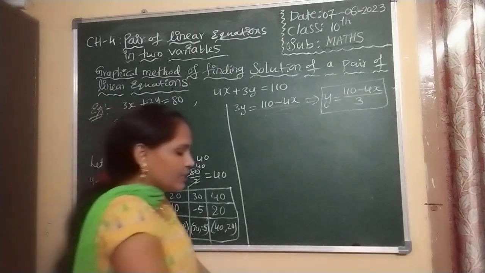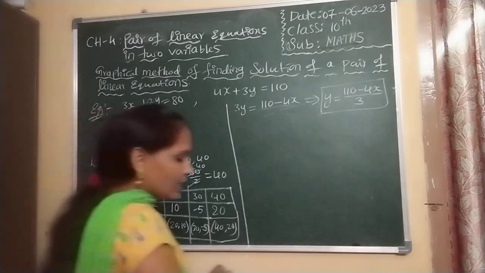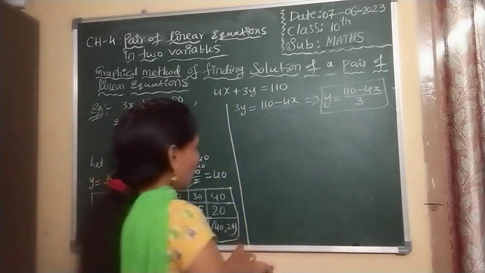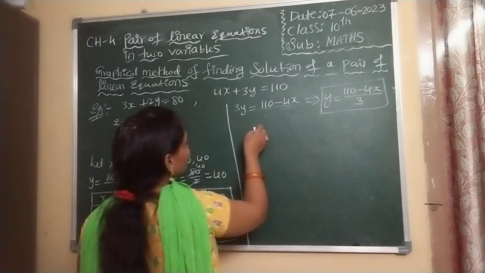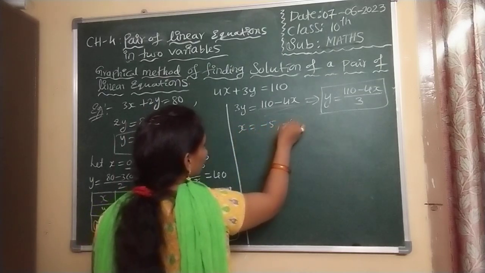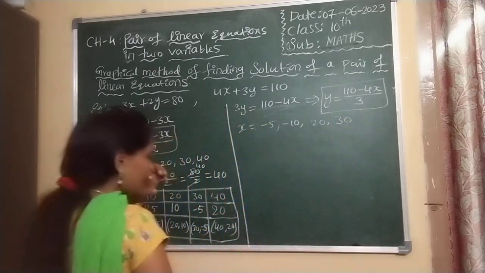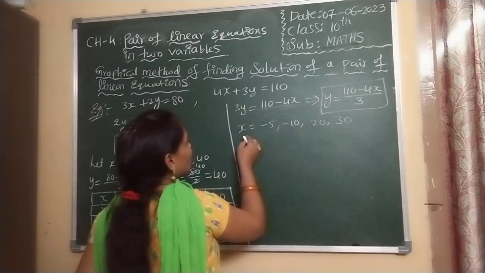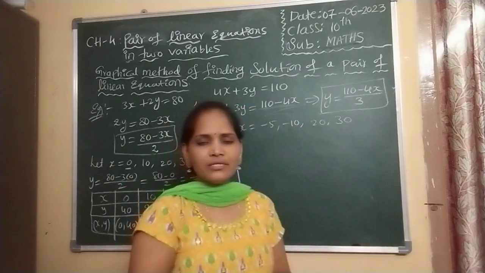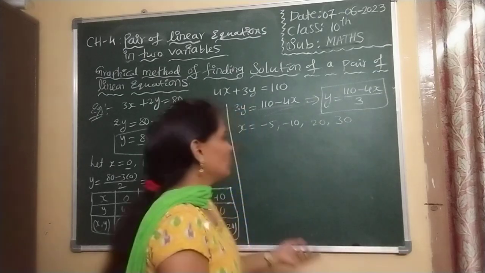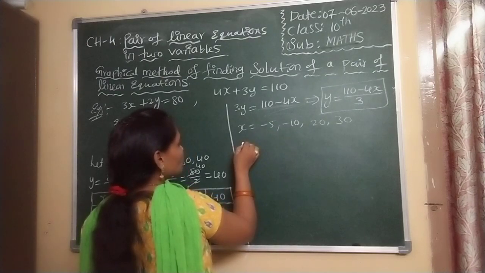Now, I am taking the x values here. We took 4 values, but here any 3 values are enough. If you want to take more values, you can take them. Here I am taking x values as minus 5, minus 10, 20, 30. Enough. If you want to take other values, that is your wish. You can take other values also. Here, by substituting the x value, now I am taking only x is equal to minus 5.